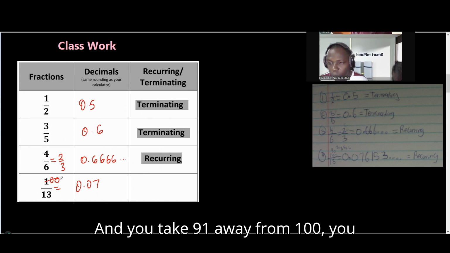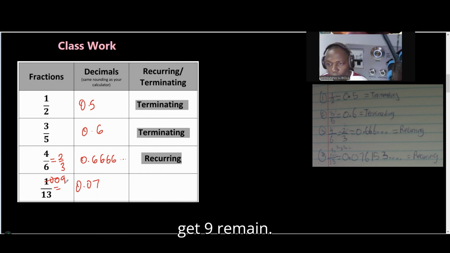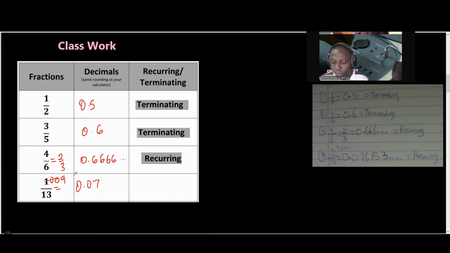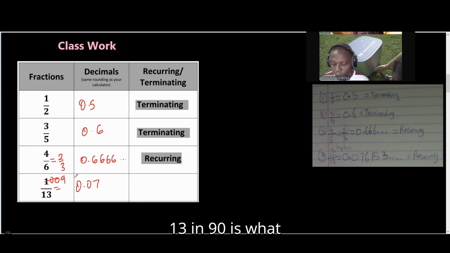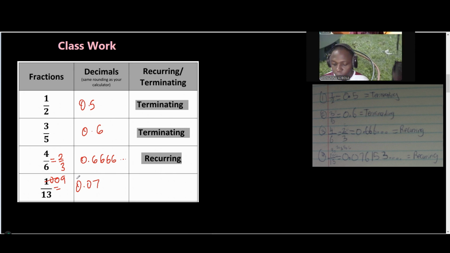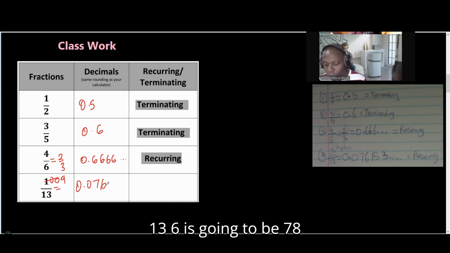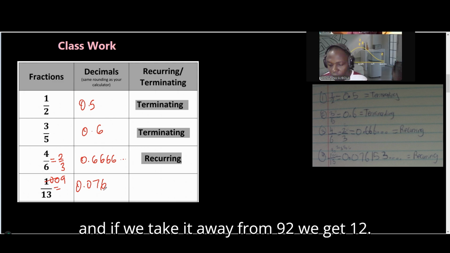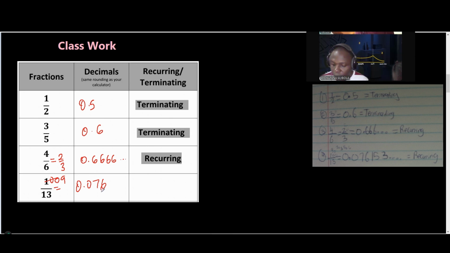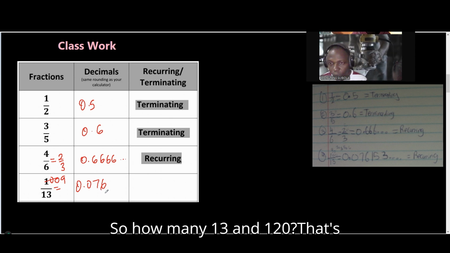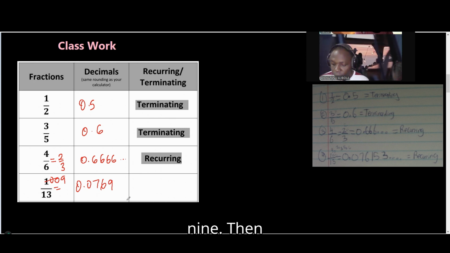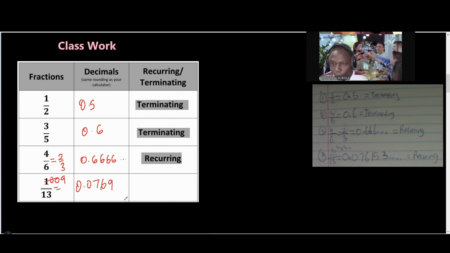And you take 91 away from 100, you get 9 remaining. So 13 in 90 is what? That is 6. So 13 times 6 is going to be 78. And if we take it away from 90, we'll get 12. So how many 13 in 120? That's 9. Then 13 times 9 is what? But what do you mean 13 in 120?